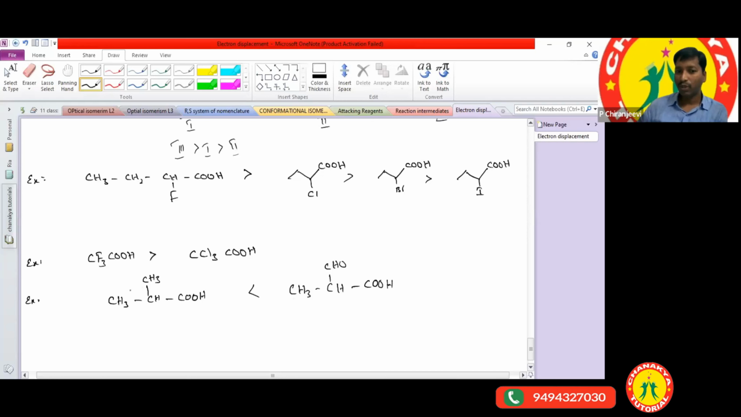Okay, so now the second one is the more acidic in nature, because in the first one a methyl group is there. The methyl group acts as an electron donating group. Electron donating groups decrease acidic strength. Electron withdrawing groups increase the acidic strength. So now you got the clarity. And one more example, ma.